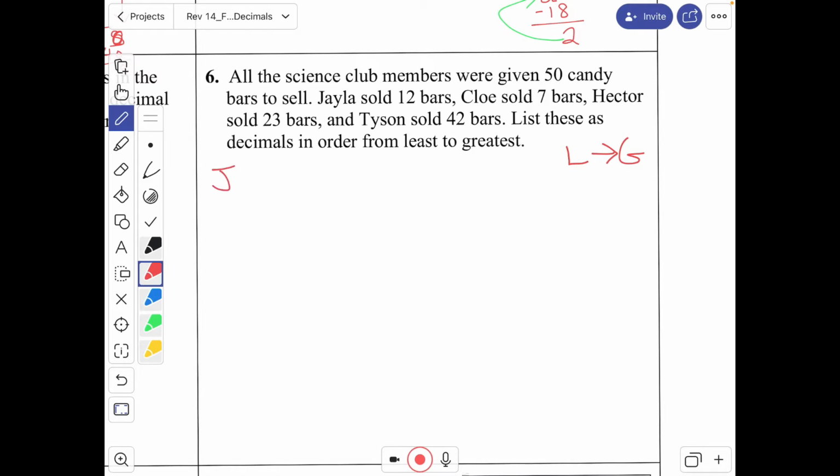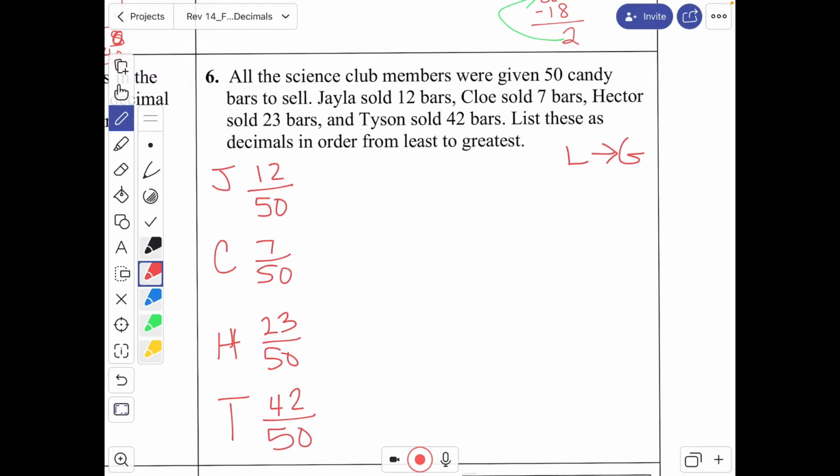So Jayla sold 12 out of 50. And Chloe sold 7 out of 50. And Hector sold 23 out of 50. And Tyson sold 42 out of 50. Well, since they all have the same denominator, I can already tell that the least one is going to be Chloe.